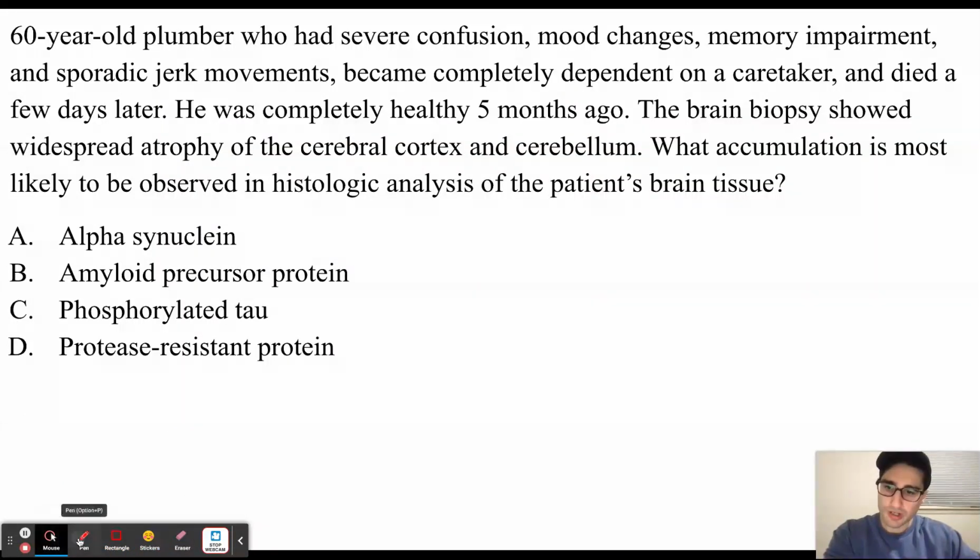So the answer to the question is going to be answer choice D, protease resistant protein. This is going to be the hallmark of prion disease. We're going to have accumulation of beta sheets, which are going to be resistant to proteases, and it is going to keep on accumulating within the brain tissue, and it is going to create holes within the brain, resulting in spongiform encephalopathy.